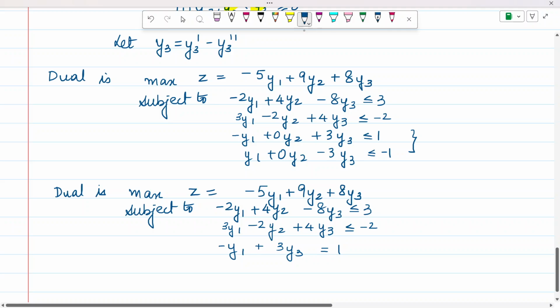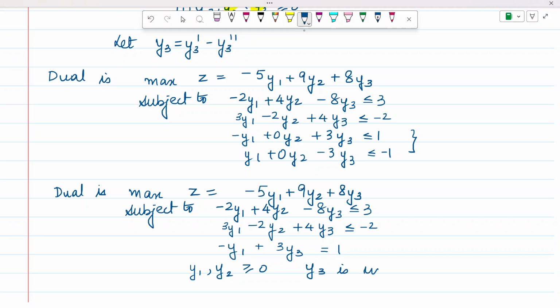Correct? Because equal to 1 is what we were splitting into greater than or equal to 1 and less than or equal to 1. And then we used to change the signs and get this. So this is your final answer with y1, y2 greater than or equal to 0, and y3 is unrestricted.